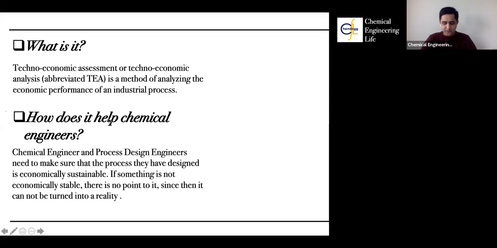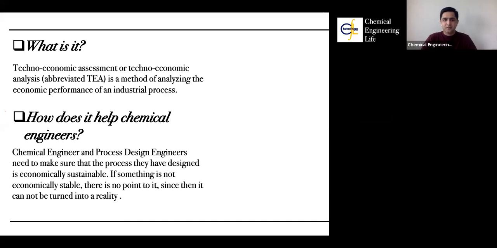So to begin with, let's talk about what exactly is techno-economic analysis. Techno-economic analysis is defined as a method of analyzing the economic performance of an industrial process. Basically, just asking yourself about the process that you are designing as a chemical engineer, will it or will it not make any money?